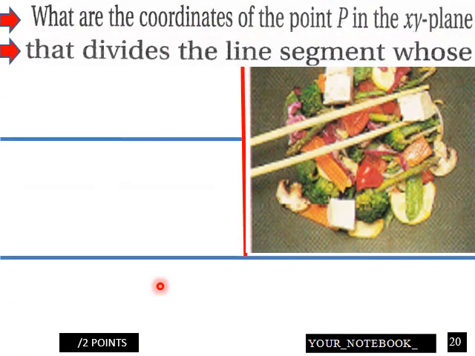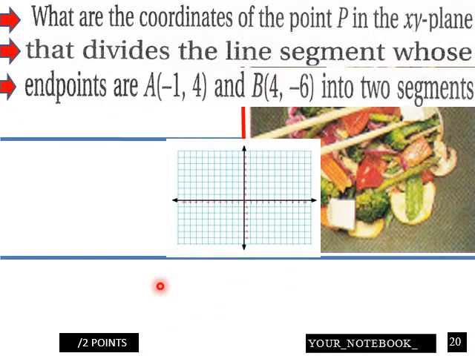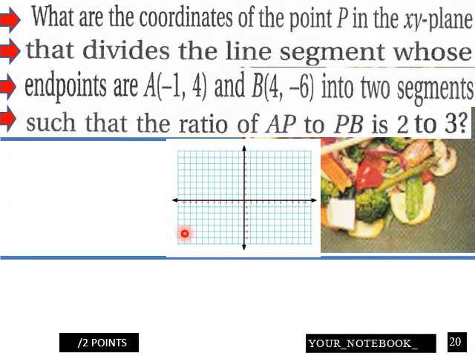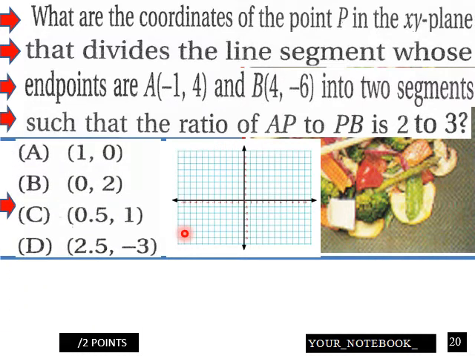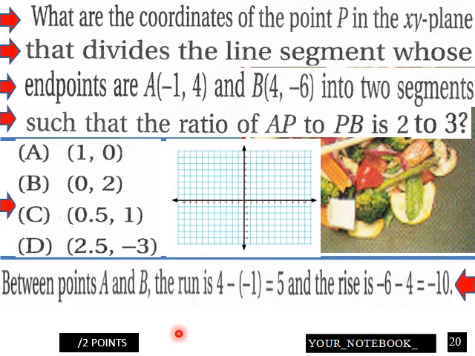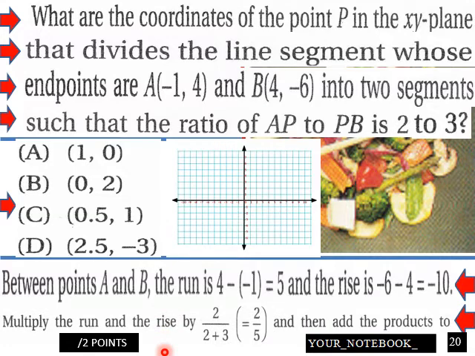What are the coordinates of P in the xy plane that divides the line segment whose endpoints are -1, 4 and 4, -6 into 2 segments such that the ratio of AP to PB is 2 to 3? So here are our possibilities. Between points A and B, we have a run of 5 and a rise of -10.